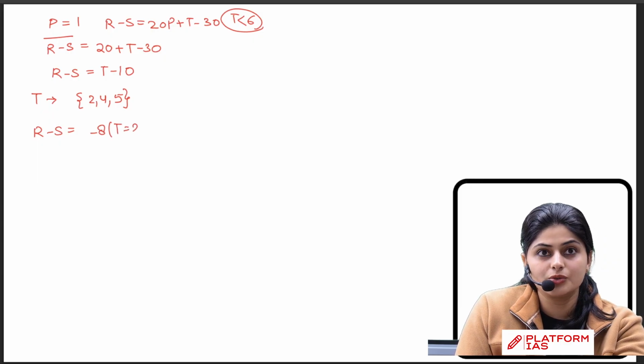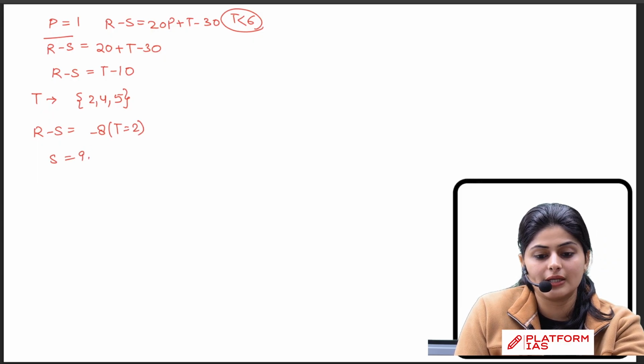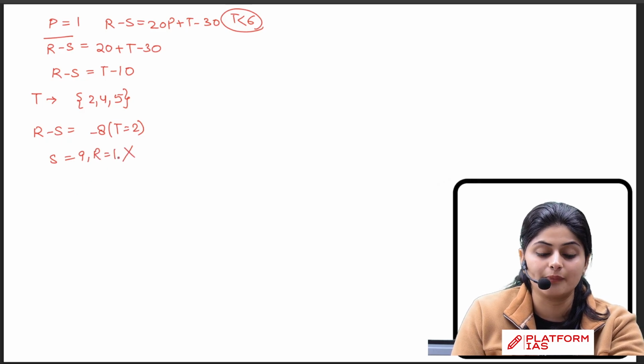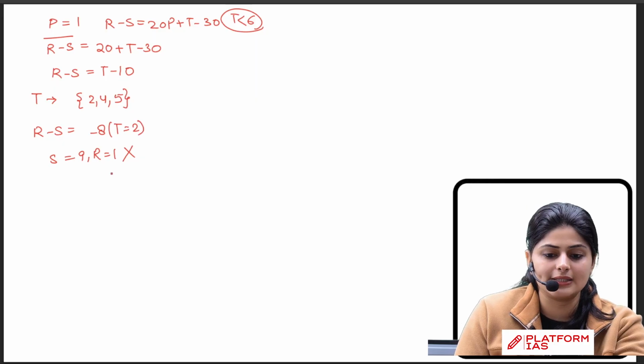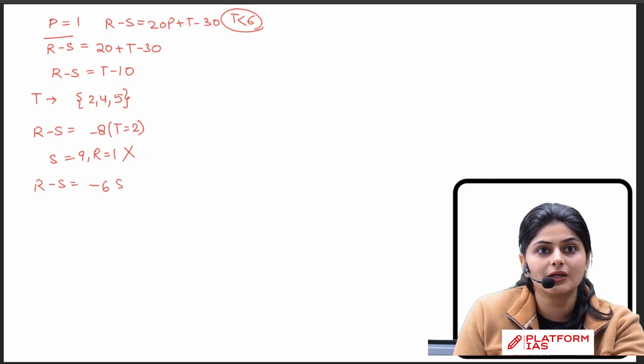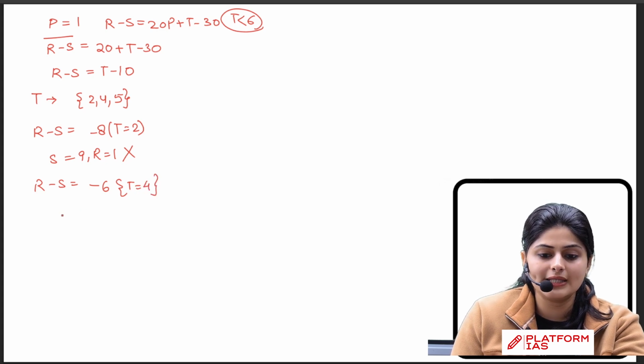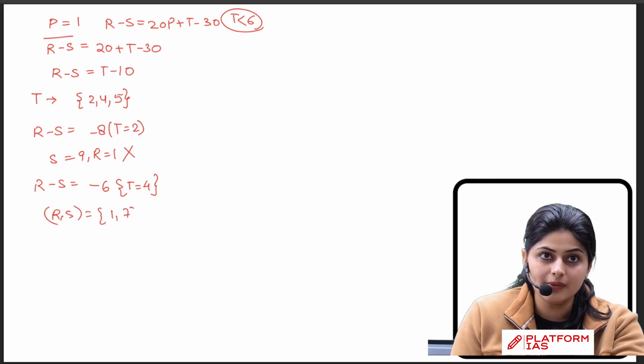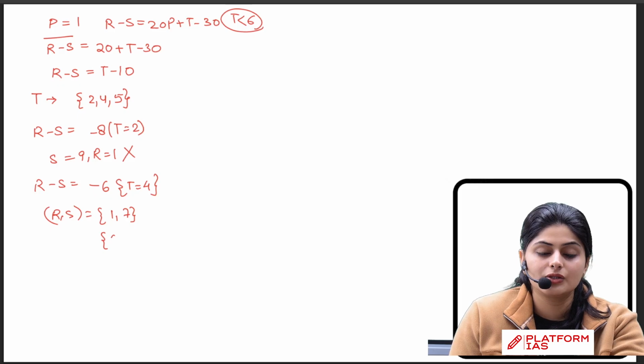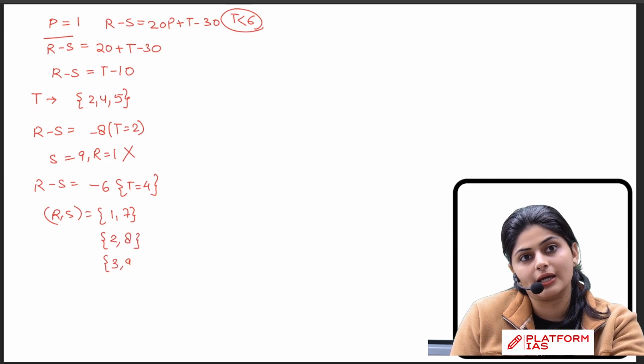For t equal to 2, here s will be equal to 9 and r is equal to 1, which is not possible because p is 1 and they should be distinct. Now r minus s will be equal to minus 6 for t equal to 4. Now what is the value of s and r that will satisfy this? R and s can take the value of 1 and 7, then 2 and 8, then 3 and 9.